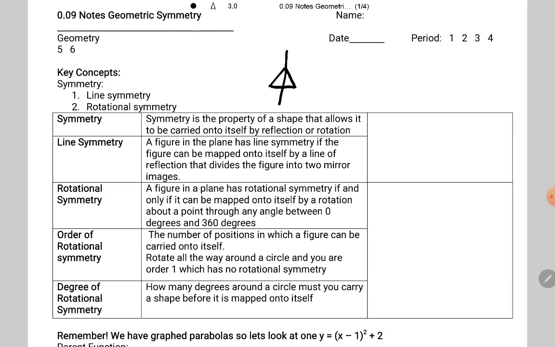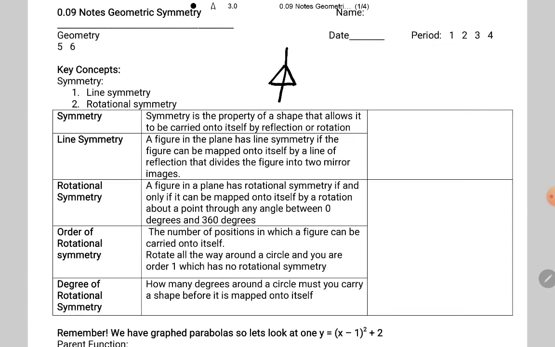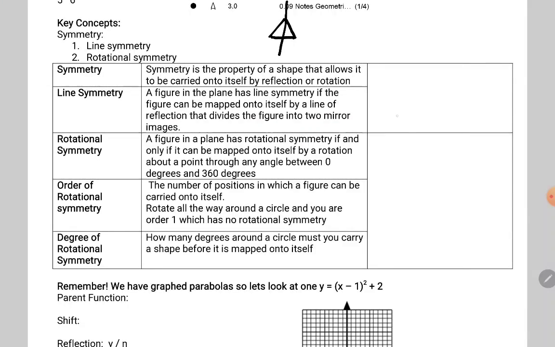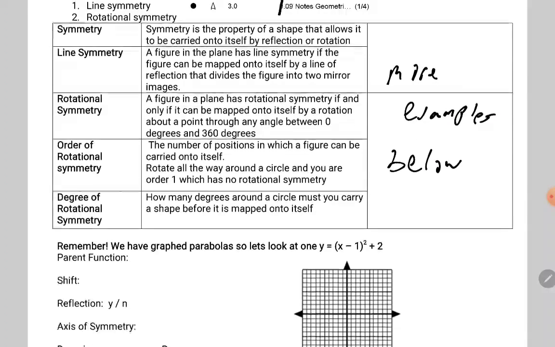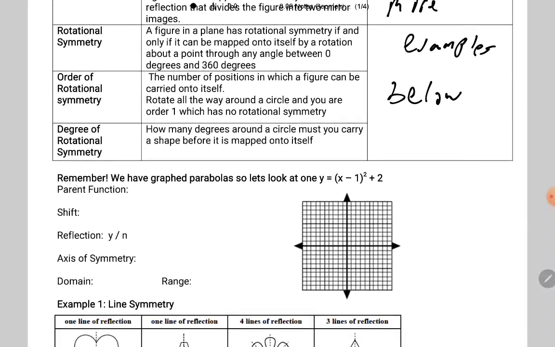Line symmetry: a figure in the plane has line symmetry if the figure can be mapped onto itself by a line of reflection. So that's basically what I did. I cut it in half. I will go over more examples below.